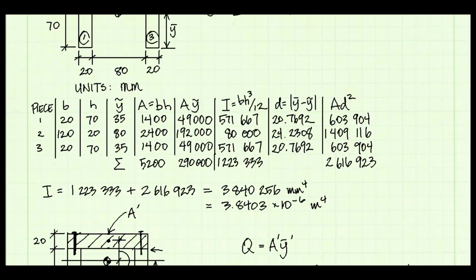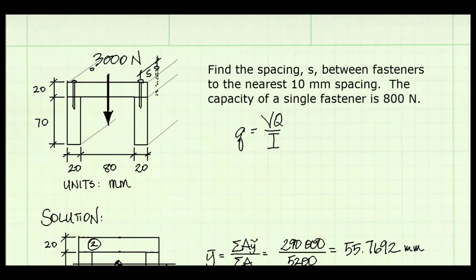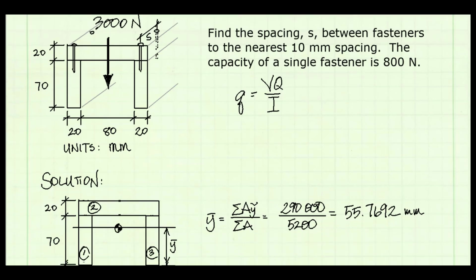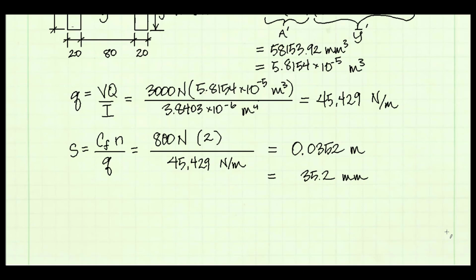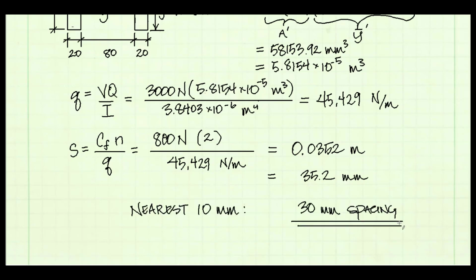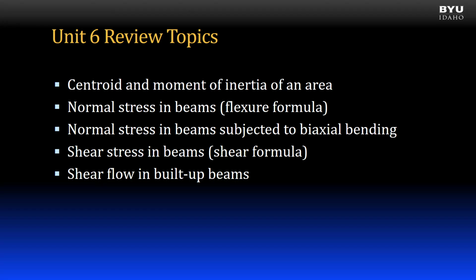Now, let's look back at the question. It asked us to find the spacing to the nearest 10 millimeters. So when it comes to spacing in fasteners, if we round up, we are decreasing the capacity of the beam to transmit shear flow. So for spacing, we need to round down. So the nearest 10 millimeters would be 30 millimeters. And that is our answer.